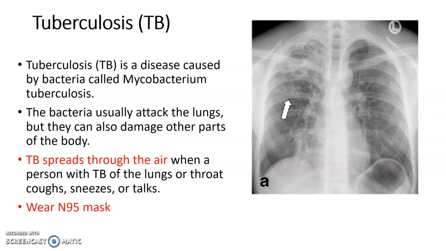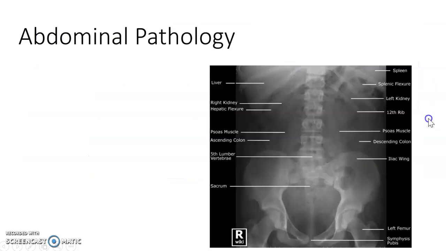TB, you guys know TB, tuberculosis, right? Disease, it's caused by bacteria. The bacteria usually attacks the lungs, but can damage other parts of the body. TB spreads through the air, so make sure you have your N95 mask on. Okay. All right, moving on to abdomen.